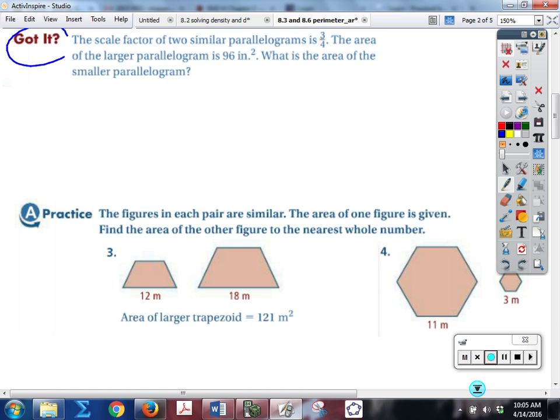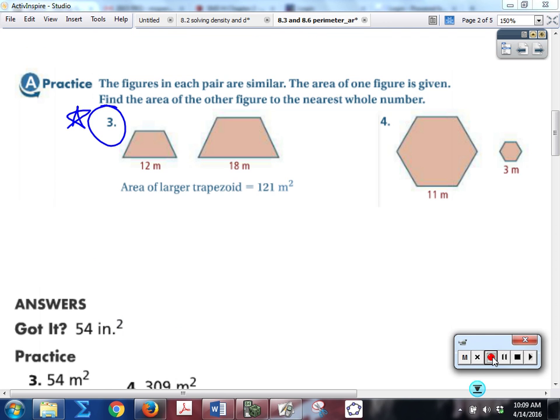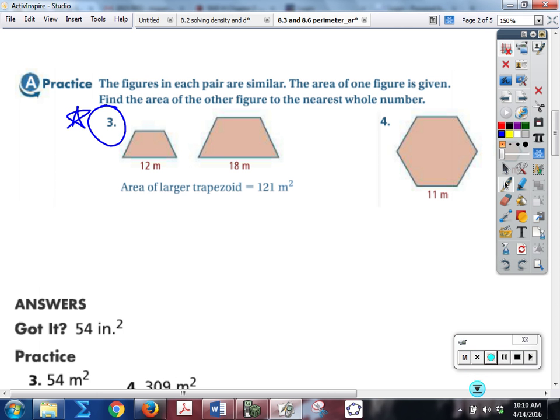They're similar, 12 and 18. The area of the larger one, so make sure you look and see which one, if it's larger or smaller, is 121. Find the area of the smaller one to the nearest whole number. I didn't have that one, so I didn't do the dotted one. I forgot to copy that one over.